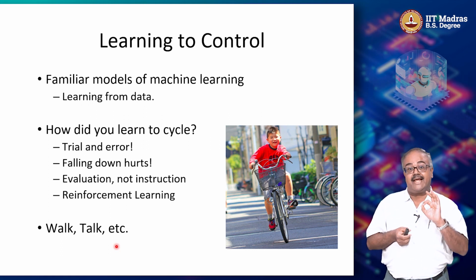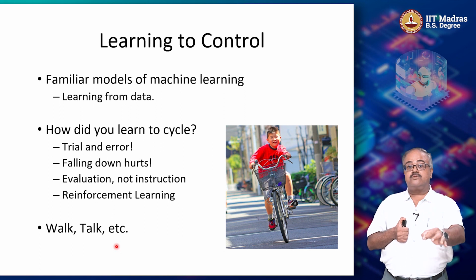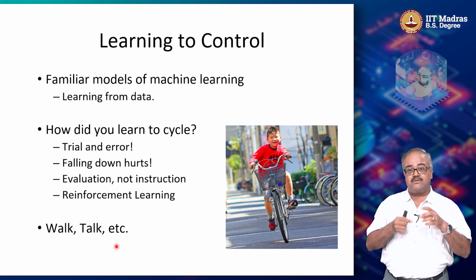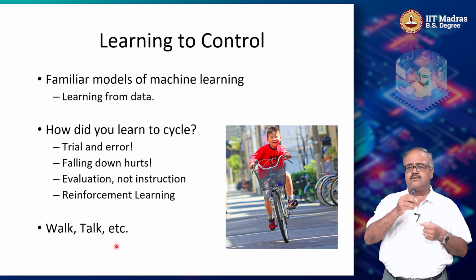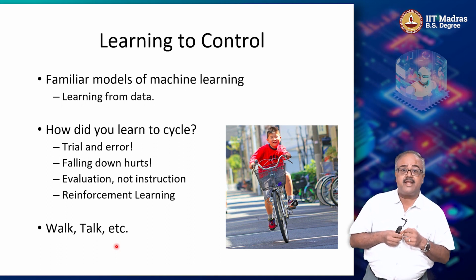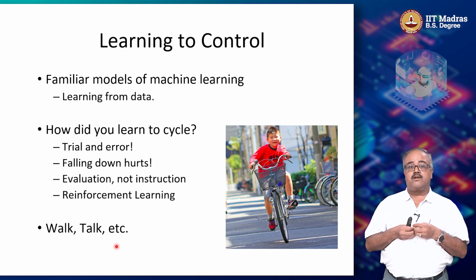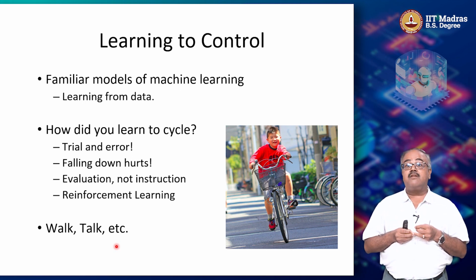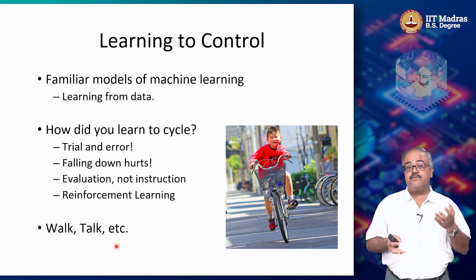But nobody actually tells the child what it should do to cycle. They're told things like, hey, careful, don't fall down. So it's very generic feedback that you get, but nobody actually tells you what output is expected of you. So you have to learn through trial and error. You have to try a few things with the cycle.